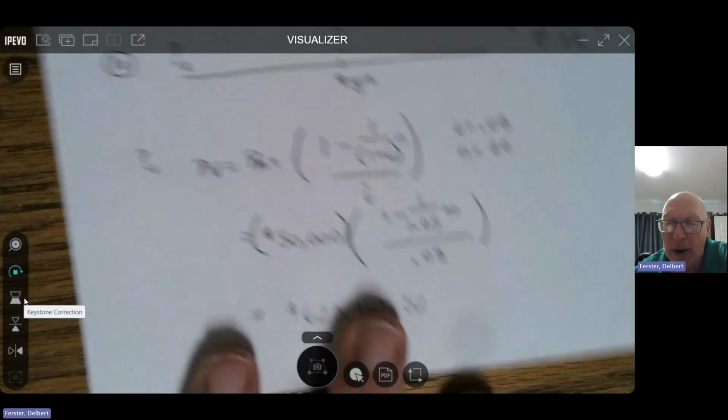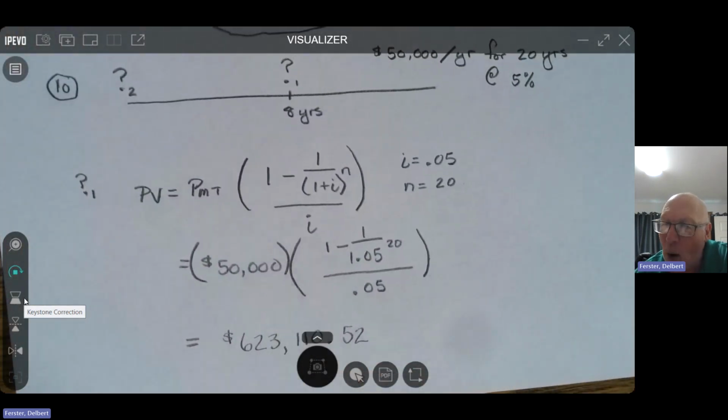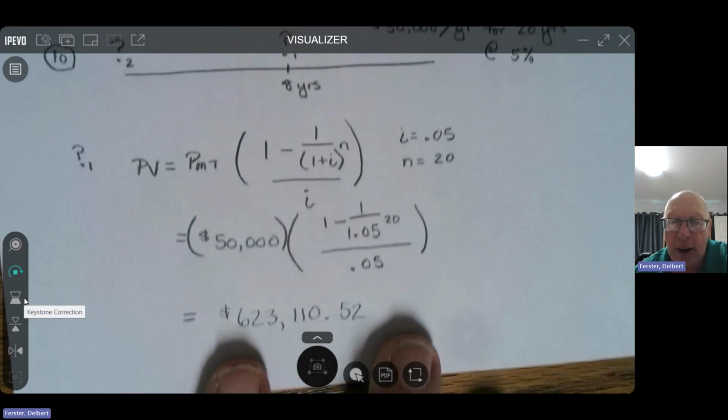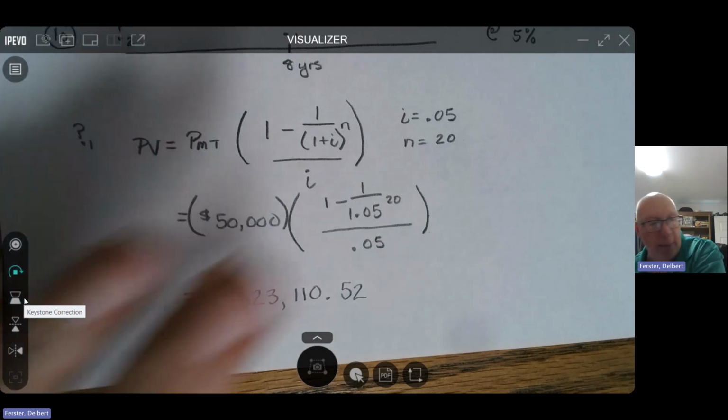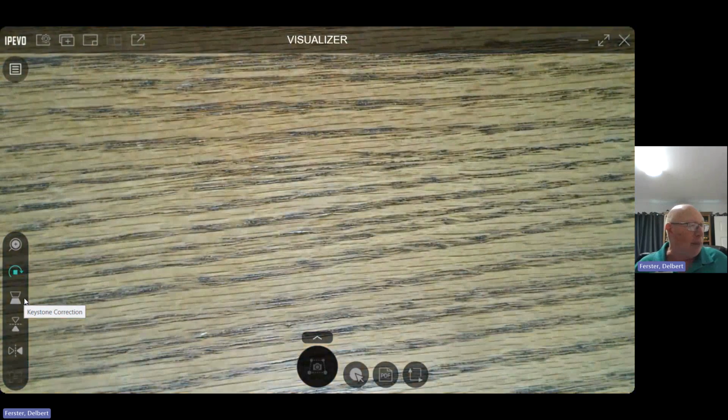So I won't belabor the calculations. We've kind of already talked about how I think is best. So what you find out is the answer to the present value of that annuity, or the amount you'd have to have generated at the end of that 8 years wherein you want to retire, is a pretty hefty number. It's $623,110.52.